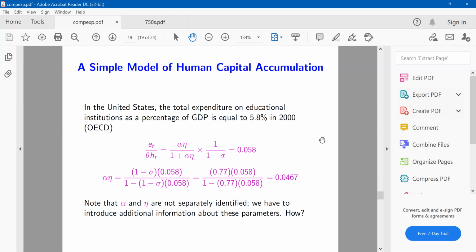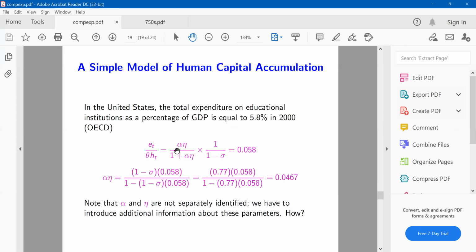Then things get a little bit more complex. Okay, in the United States, the total expenditure on educational institutions as a percent of GDP is equal to 5.8%. Now, what is that thing in the model? In the model, income is equal to theta HT, right? Remember that population is equal to 1. So income is equal to theta HT, and education spending is equal to ET. So if you calculate this in the model, this is the expression you get.